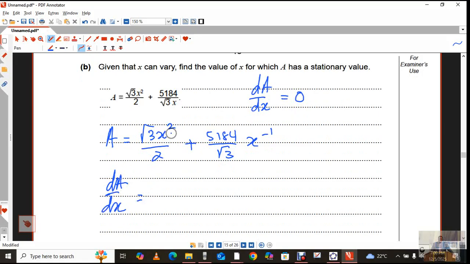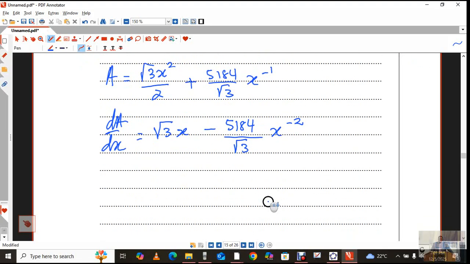So dA/dx: take 1 away from the power, so 2 times, the 2 comes here, so the 2's will cancel. You're left with root 3 x here. Then the negative times that is going to be negative 5184 over root 3, but now this is going to be x to the -2, because we are subtracting 1 from the power. All of this I have to let equal 0.